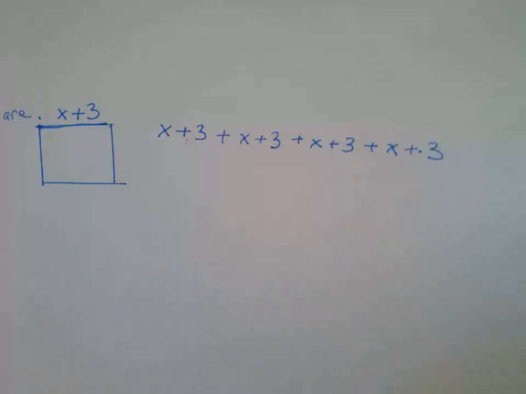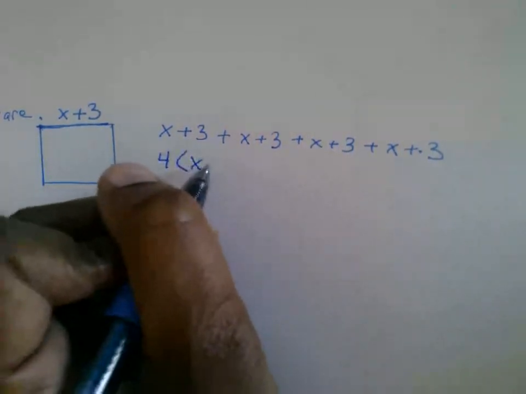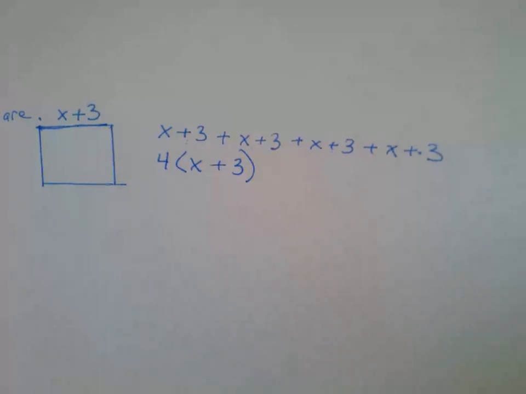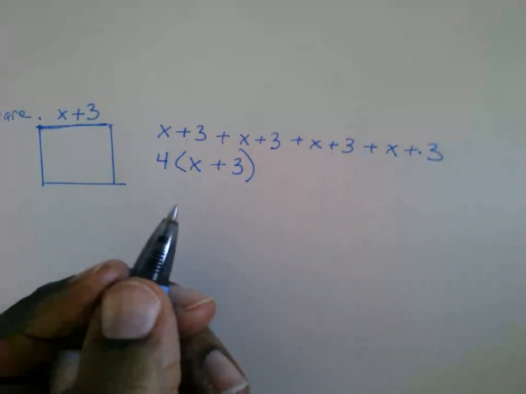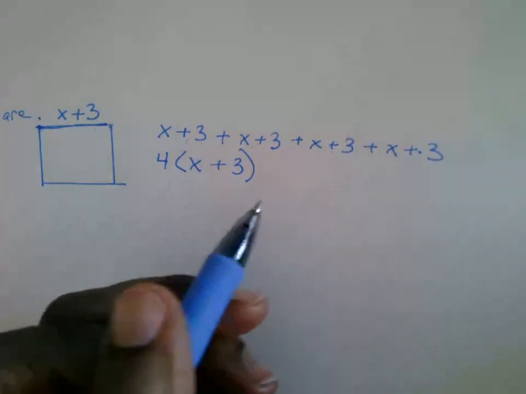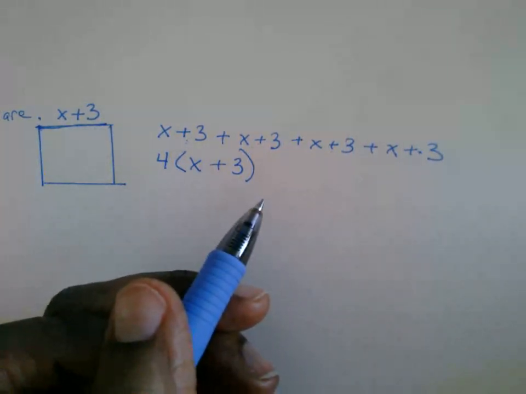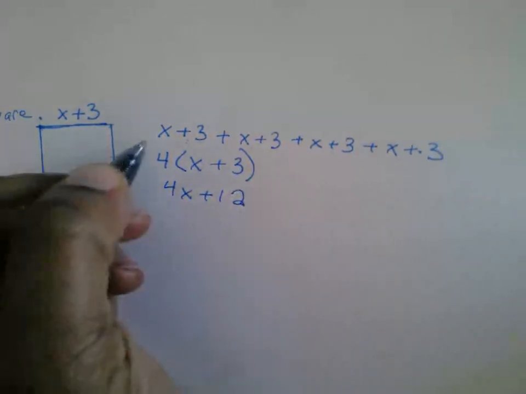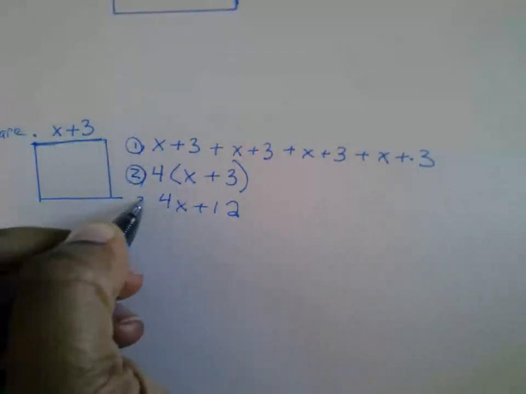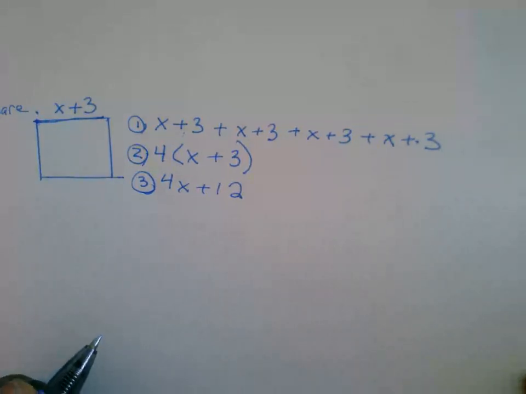Okay, now, the next step is we can write it with parentheses. I like to call it the parenthetical expression. 4 times x plus 3. Okay. The next expression we can write is the one where we distribute. What do we get when we distribute? All right, tell me, Leo. 4x plus 12. So we have 1, 2, 3 equivalent expressions.